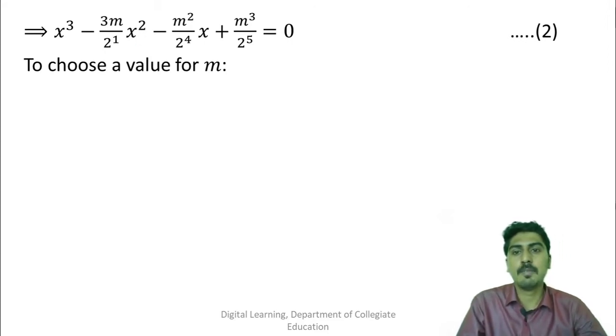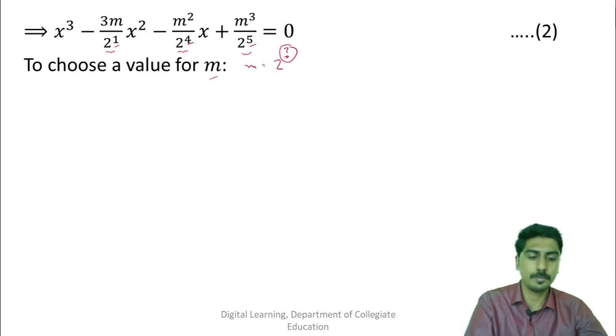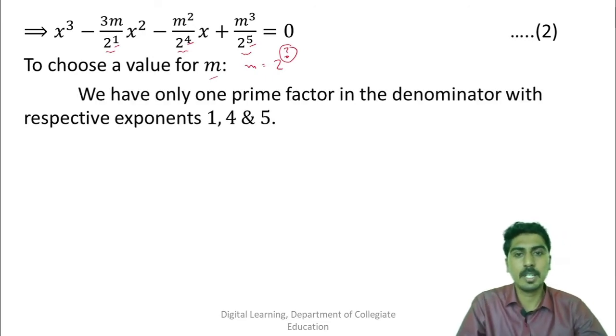To choose the value of m, observe the prime factors in the denominator. Here we have only one prime factor, 2. So m should be a power of 2. To find this exponent, you observe the powers of 2. Here we have 1, 4 and 5. We have only one prime factor in the denominator with exponent 1, 4 and 5.